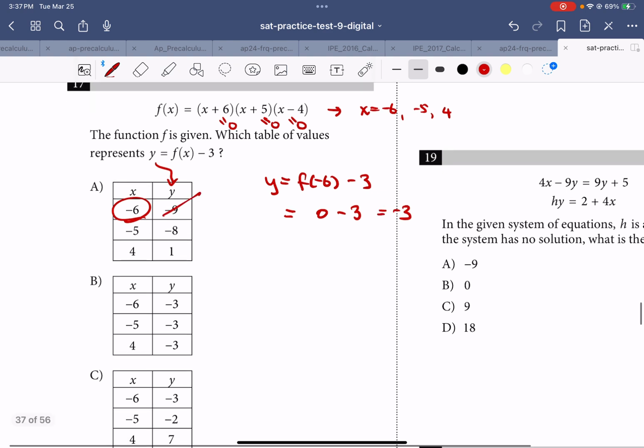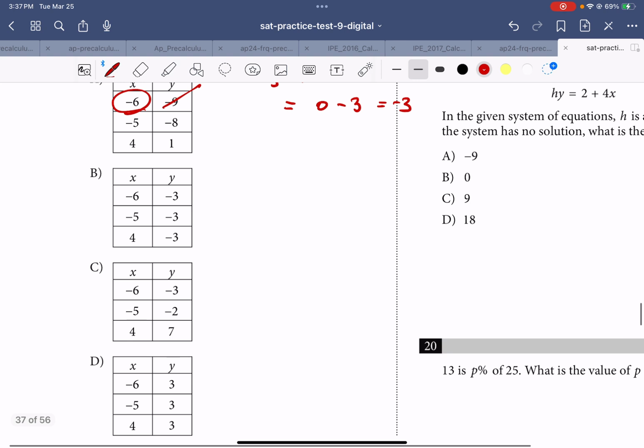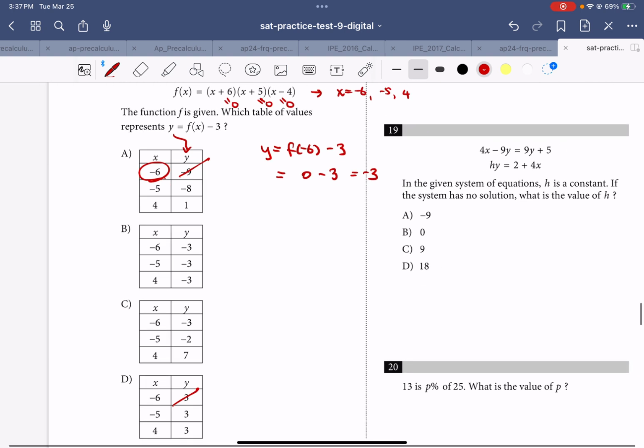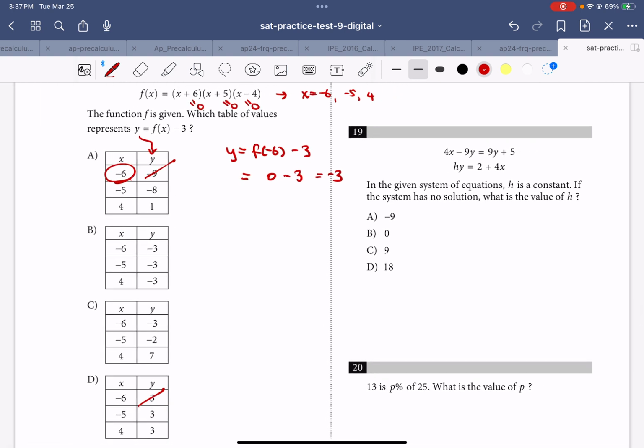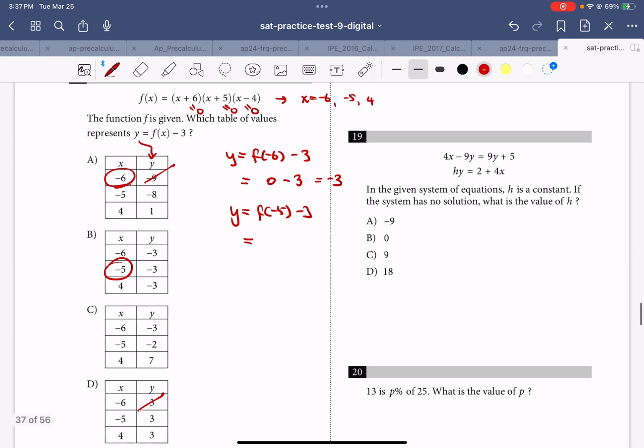So not this. Yeah, not this. So the answer is either B or C. Let's see one more. Y equals, what about negative 5? F of negative 5 minus 3. F of negative 5 is another 0, so f of x will be 0. So 0 minus 3 is also negative 3. So yeah, the answer has to be B. This one doesn't make sense, right? So process of elimination.